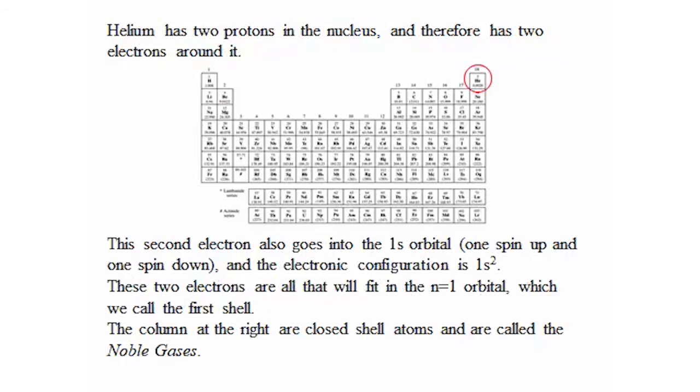Helium has 2 protons in the nucleus and therefore has 2 electrons around it. The second electron also goes into the 1s orbital. One of the electrons will have a spin up and the other electron will have a spin down, and the electronic configuration is 1s squared. These 2 electrons are all that will fit in the n equals 1 orbital, which is called the first shell. The column at the right are all closed shell atoms and are called the noble gases.